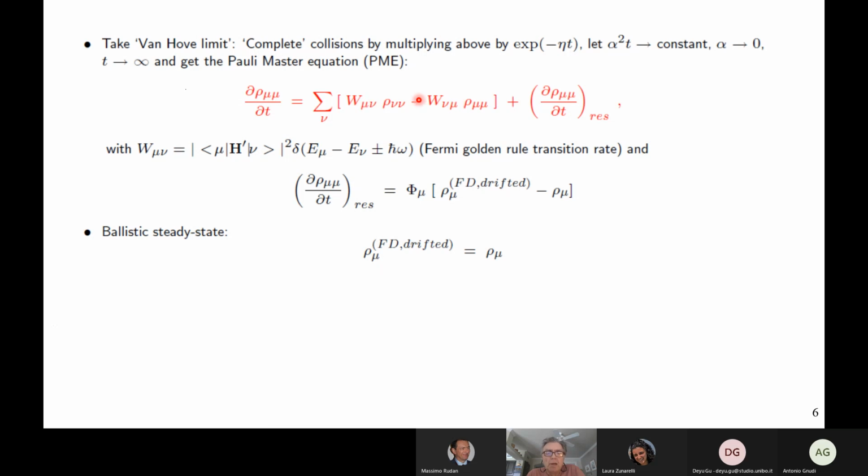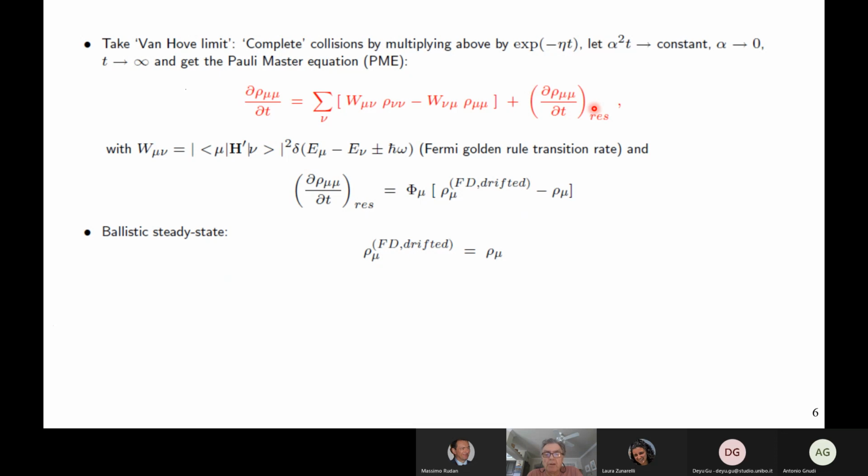to state nu, and you have the usual interpretation in which the occupation of a state, I kept the two indices here. It means the diagonal elements, which represents the probability that a state mu is occupied, increases because you can have scattering from other states nu to the state mu, and decreases because you can scatter out.